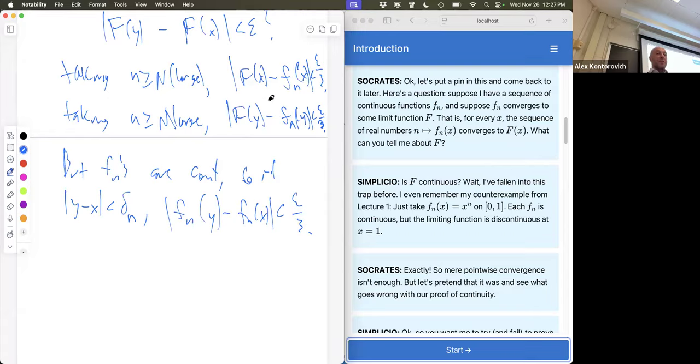I mean, if I really could fix an Fn, this wouldn't be a big problem. I say, take n large enough so that this inequality is okay. And then for that n, I get a delta. Fine. So I get a delta. That tells me how close to make the original y to x.